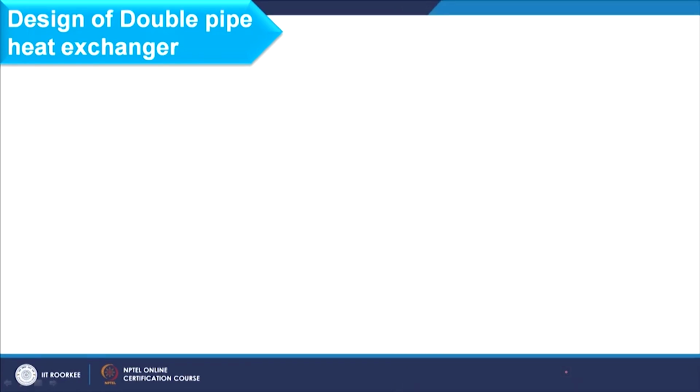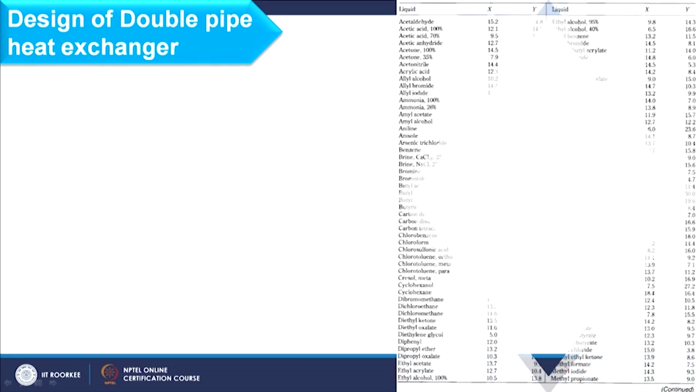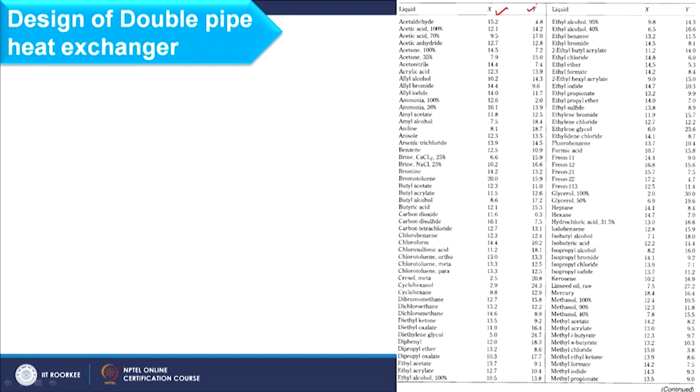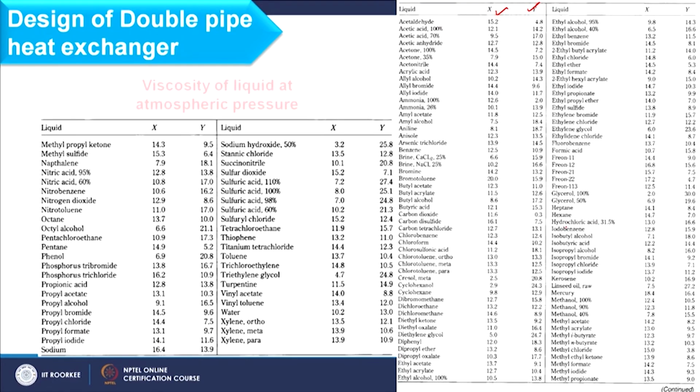It will depend on different fluids. Here we have x and y values depending upon the fluid, and this table continues here as well. So, you can consider any fluid, and accordingly you can consider the y and x values. For example, if I am considering benzene, then the x value is 12.5 and the y value is 10.9, right.